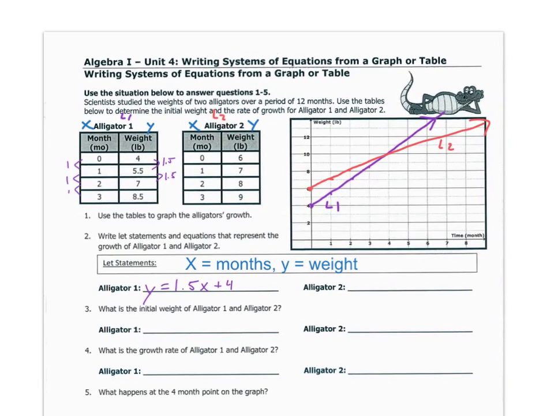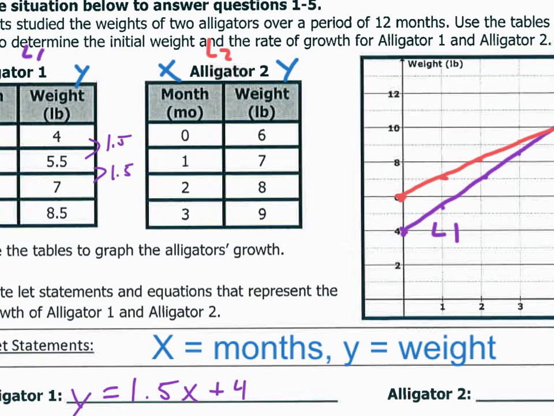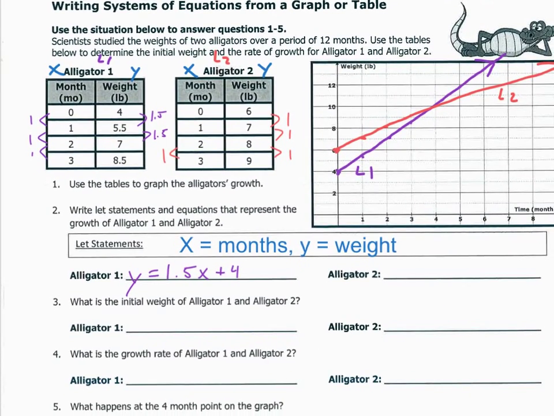Then for alligator 2, same thing, I'm going to go look at my slope, and I see that my y is going up by 1, and my x is also going up by 1, so I just have a slope of 1 over 1, which is the same thing as 1. And then for my y-intercept, I see that it starts at (0, 6), so when we write our equation, it'll be y equals 1x plus 6, or x plus 6.